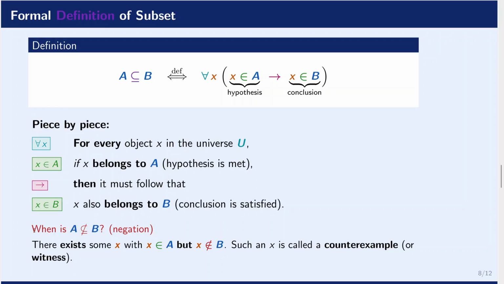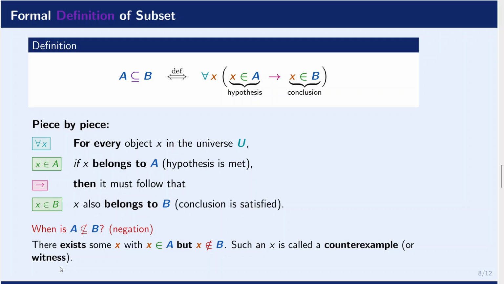But what happens when A is not a subset of B? Let's look at the negation of this definition. A is not a subset of B if there exists some element x where x belongs to A but x does not belong to B. Such an element x is called a counterexample or a witness because its very existence witnesses the failure of the subset rule.